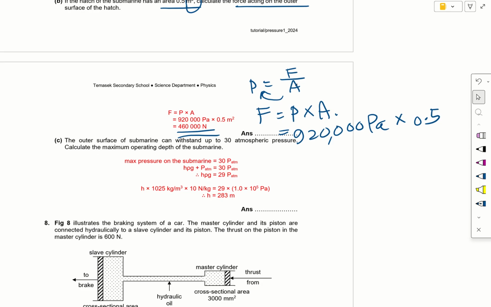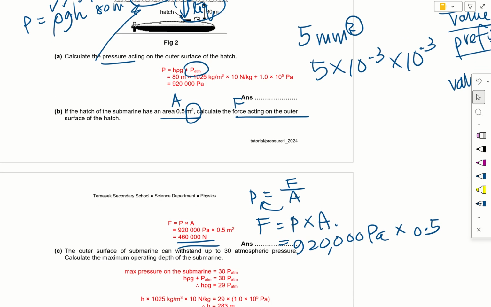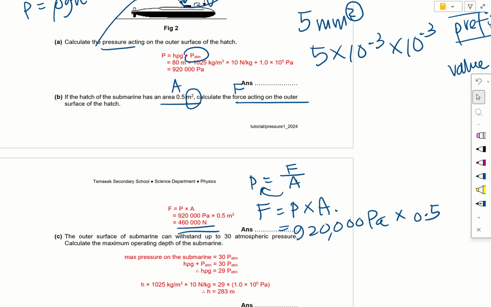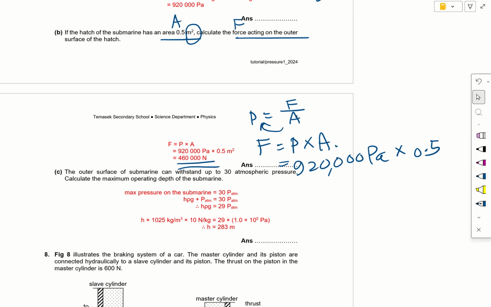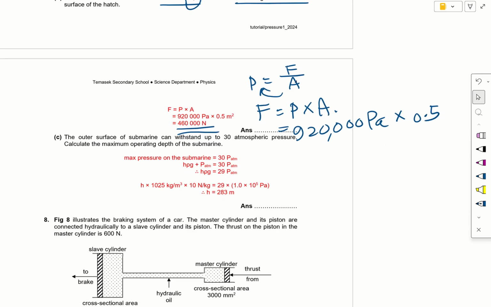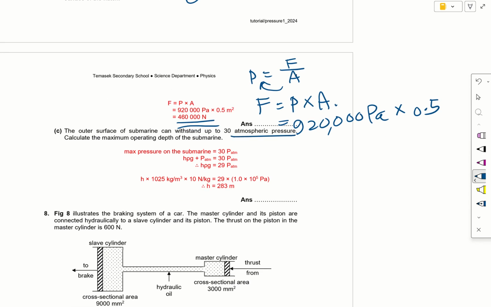That is quite a lot. So basically it is very difficult to open up the hatch. You have to apply this much of force to fight against the pressure that's acting on the external. Now, the outer surface of the submarine can withstand up to 30 atmospheric pressure. Calculate the maximum operating depth.